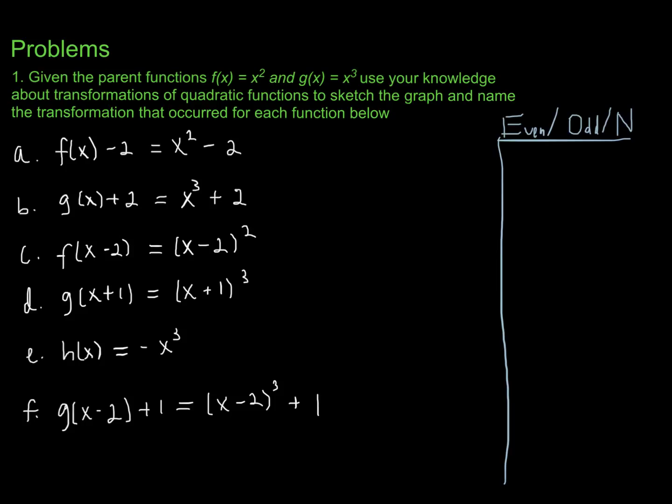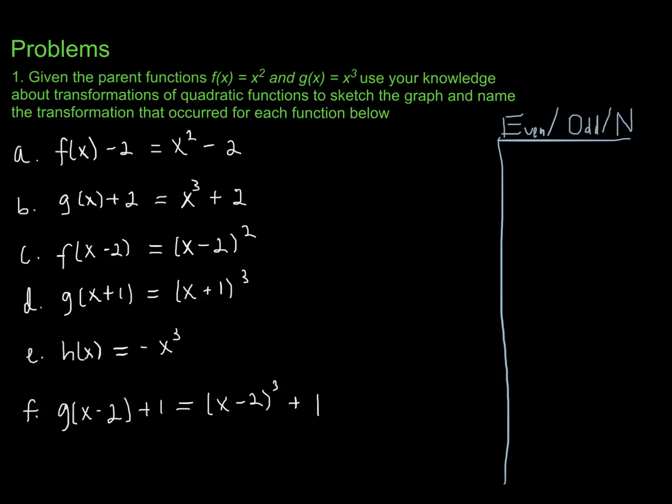All right, so here are the problems for you to work on. So given the parent functions f of x, which is x squared, the quadratic parent function, and g of x, which is the cubic parent function, you're going to use your knowledge about transformations of quadratic functions to sketch the graph and name the transformation that occurred for each function below. So there are a couple things that you're doing. You're taking a look at the function, and for each function, a certain transformation has occurred. So notice that while some of them are applied to the quadratic, we're also applying the same idea to the cubic. And so you want to utilize what you've seen with quadratics to make the same transformation for the cubic polynomial, so that you can sketch the graph.